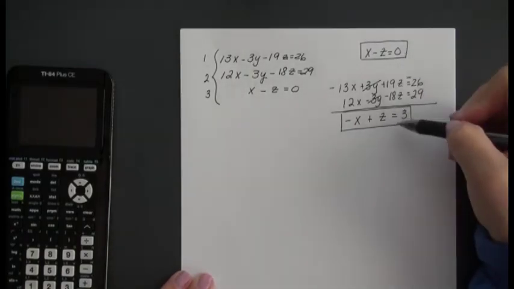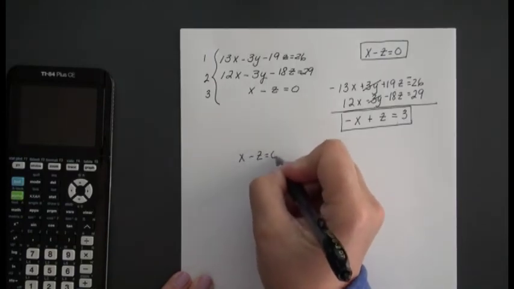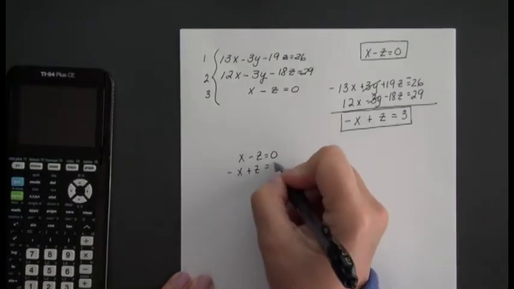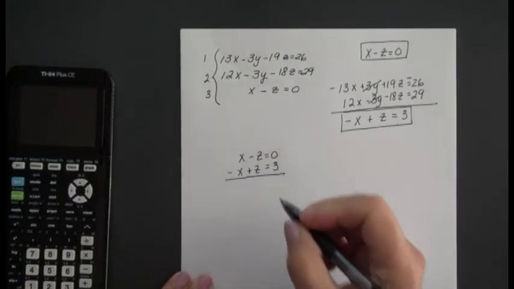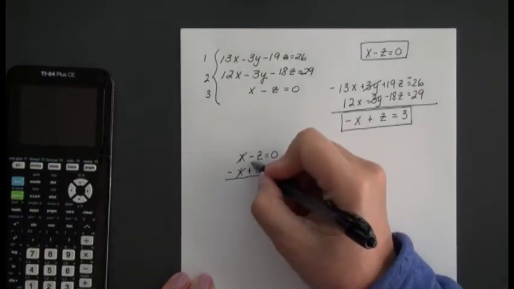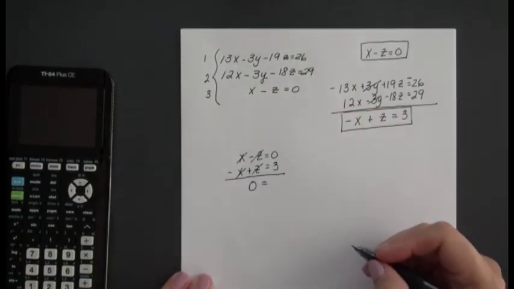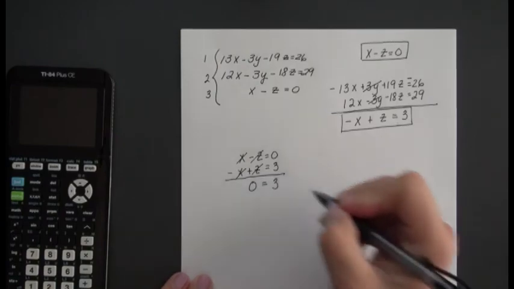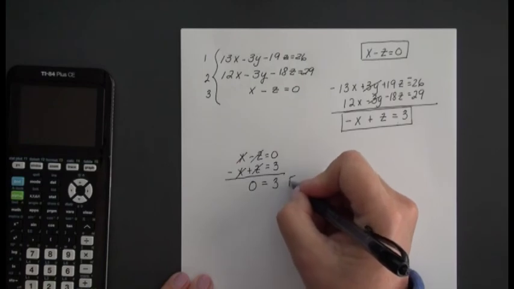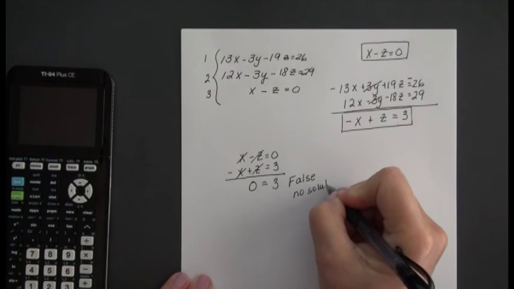Now I'm going to take my two boxed equations and if I add those together at this point, what happens? The x's add out and the z's add out, so the left side of the equation becomes 0 and the right side of the equation becomes 3. Just as in the last section, if you get a false statement, that tells us that we have no solution.